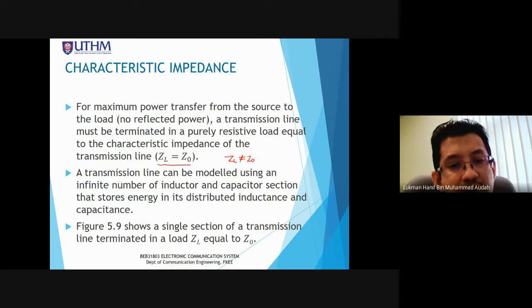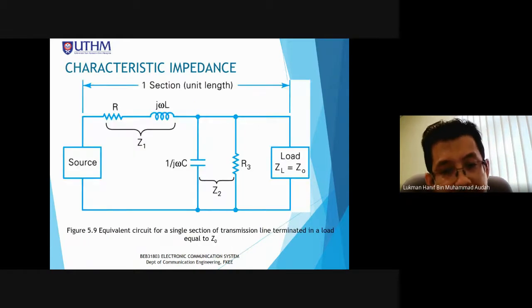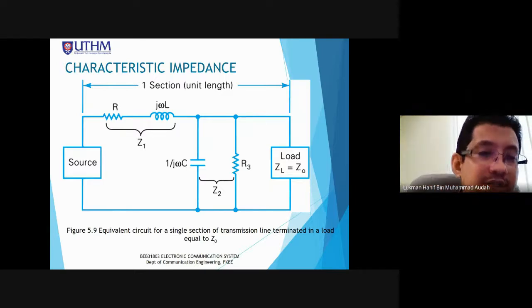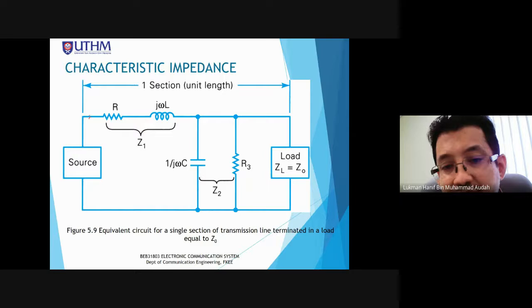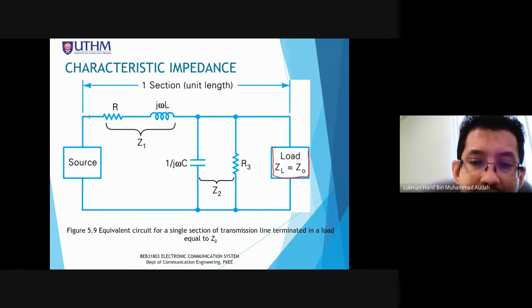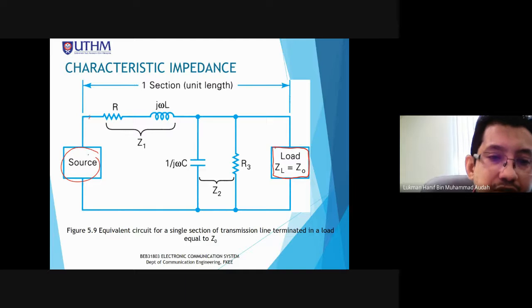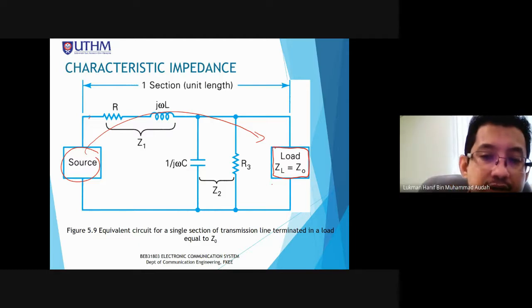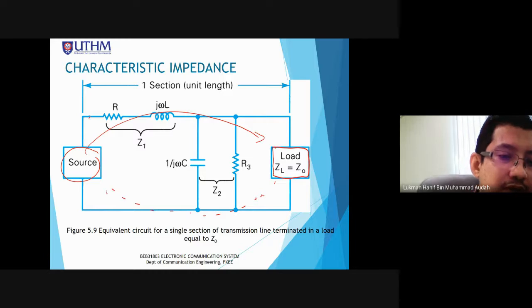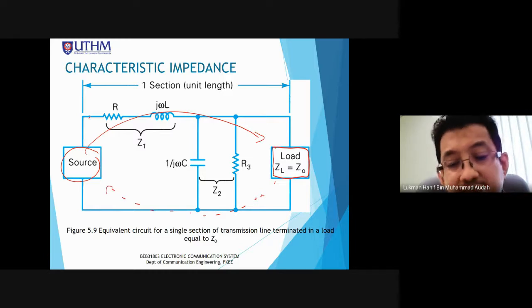The transmission line can be modeled using infinite number of inductor and capacitor, macam tadi kita lihat tadi. And figure 4.9 shows a single section of a transmission line terminated in a load ZL equal to Z0. Ini dia nak tunjuk satu section yang mana mempunyai load. Ini transmission line yang dimodelkan menggunakan R, L and C. And we have a load here. The load impedance equal to the characteristic impedance. In this case, we can see that all of the power transmit from the source will be absorbed by the load. Tidak ada reflection back to the source. Macam mana bentuk reflection nanti kita akan lihat.